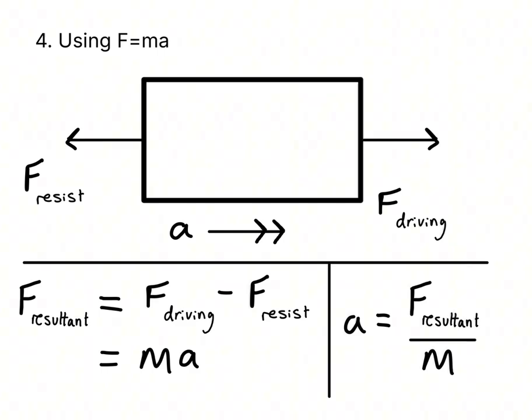Here's the method for every F equals ma question, and it's always 2 steps. Step 1, find the resultant force. That usually means taking the driving force and subtracting all the resistive forces, drag, friction, whatever's opposing the motion. Step 2, divide that resultant by the mass to get the acceleration. Students who go wrong here almost always go wrong at step 1 by plugging in the driving force alone and forgetting to subtract the resistance. Find the resultant first, every time.